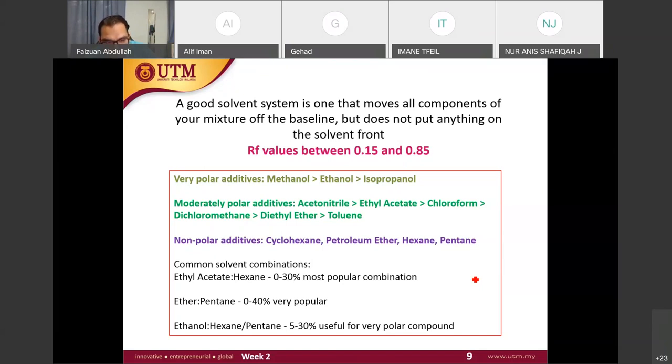A common combination of solvents that is always used is ethyl acetate and hexanes, with 0 to 30% being the most popular combination, and ether and pentane, 0 to 40%, is very popular. Ethanol and hexane or pentane, 5 to 30%, is useful for very polar compounds.